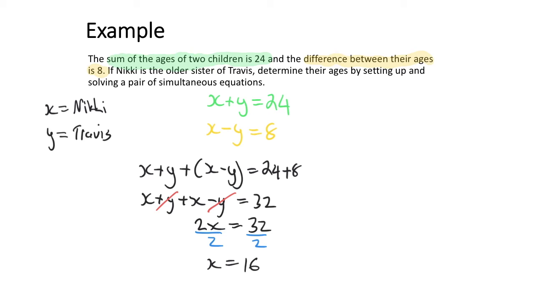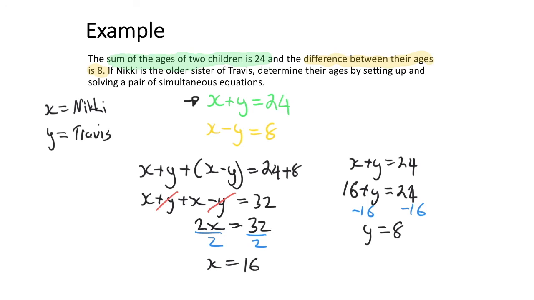We can then work out what Travis's age is by substituting x is equal to 16 into one of our original equations. I'm going to choose to substitute it into the first one. So x plus y is equal to 24. Substituting 16 in for x, 16 plus y is equal to 24. To solve for y, I need to subtract 16 from both sides. So y is going to equal 24 minus 16. So y is equal to 8.